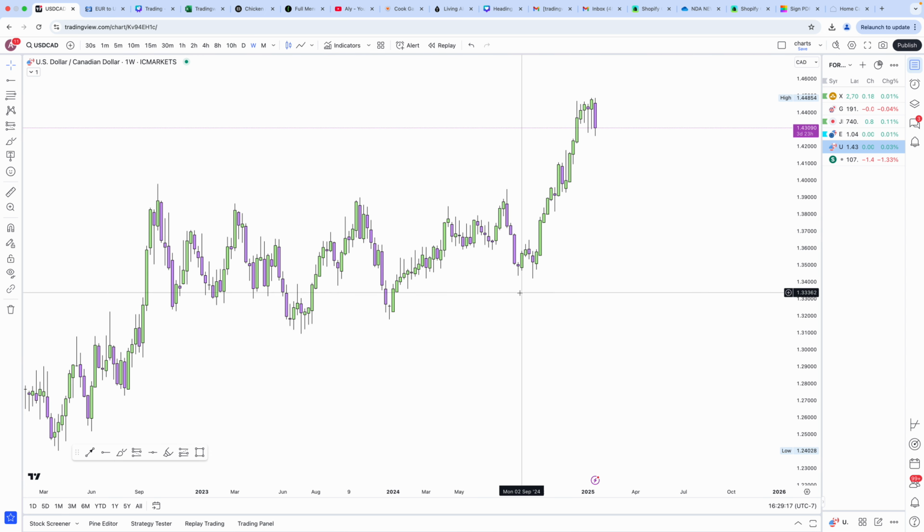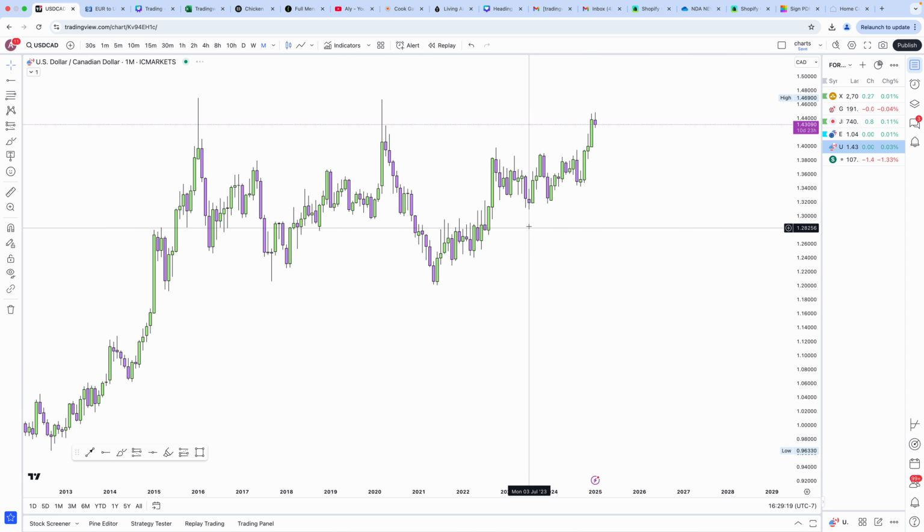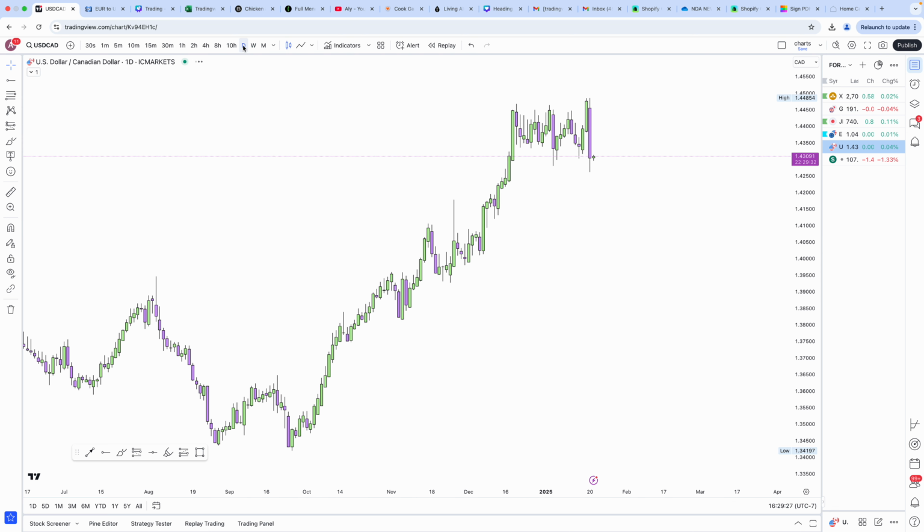If we look on the weekly, it's bullish. If we look on the monthly, it's obviously bullish and it's probably going to tap into these wicks and then reverse. So we know on the higher time frames, the trend is bullish. Now, we're not working with the daily in regards to entering off of it. We're just looking at what the trend is.